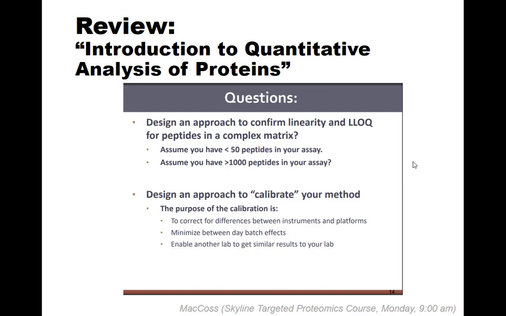So thinking back a little farther, Mike had introduced you on Monday in this intro to how the steps of doing this might differ between having 50 peptides in your assay versus having over 1,000 peptides in your assay. So we're finally going to answer the second half of this question today on Thursday afternoon. How can we design an approach to calibrate a method with thousands and thousands of peptides?